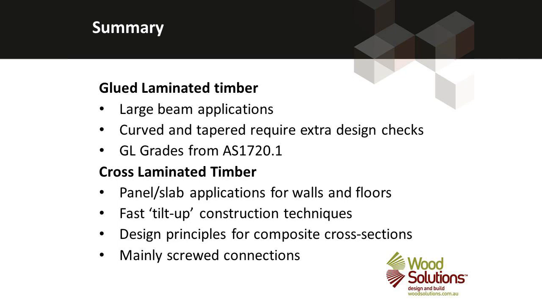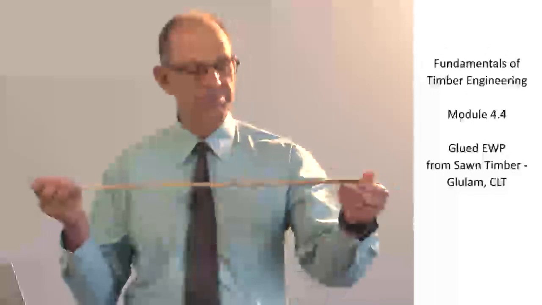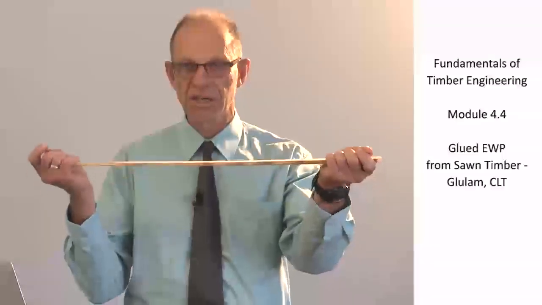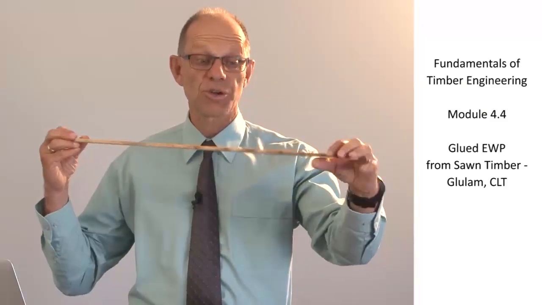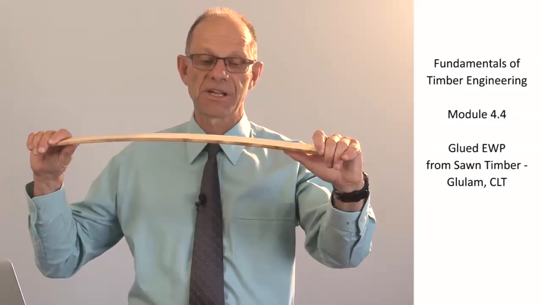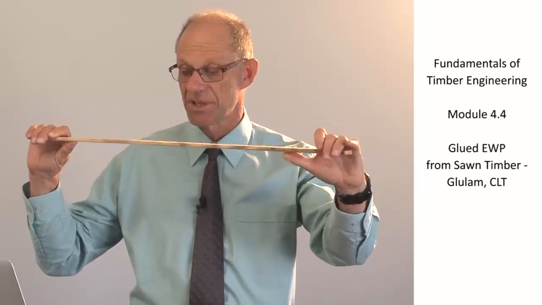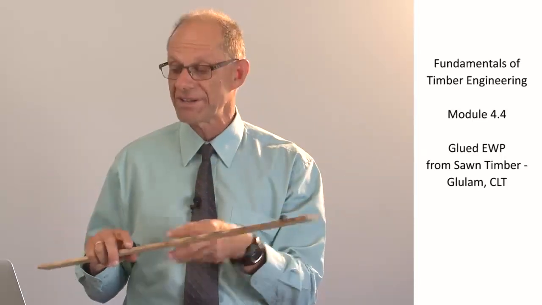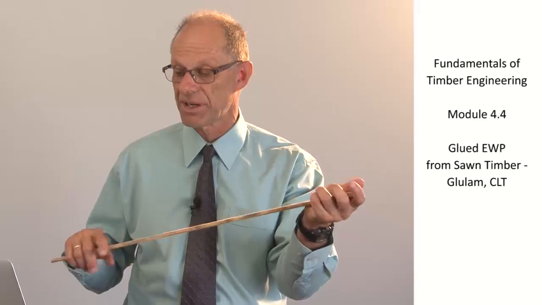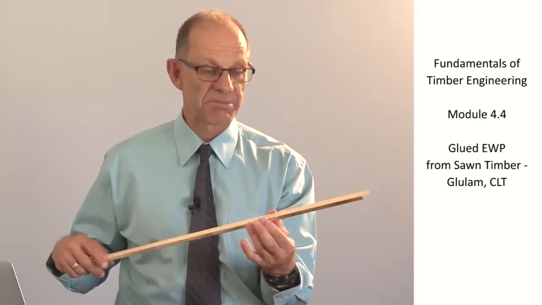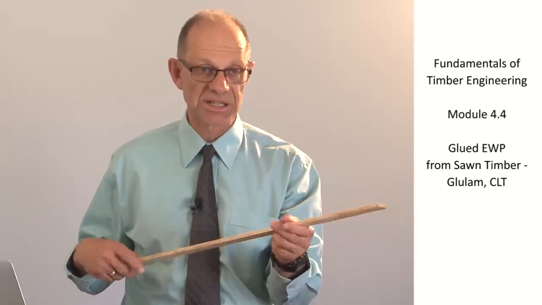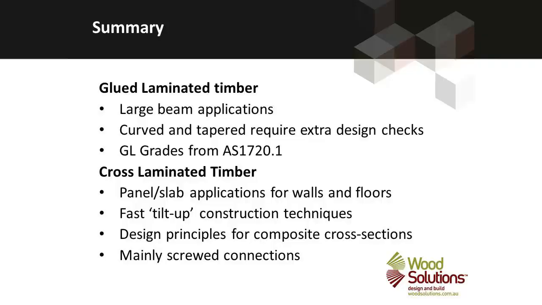They are useful for large spans. Glulam as beams in large span applications: all of the grain is parallel to the direction of span, and they are very structurally efficient. It's also possible to make glued laminated timber in curved shapes, so that it can be used for combined architectural and structural applications. The Glulam grades and the Glulam design methods are well documented in AS 1720.1.